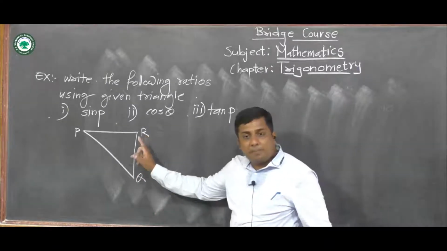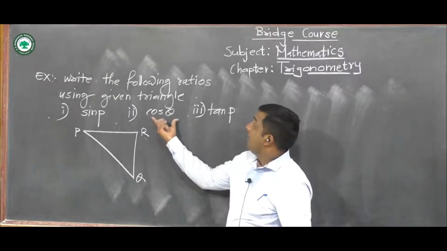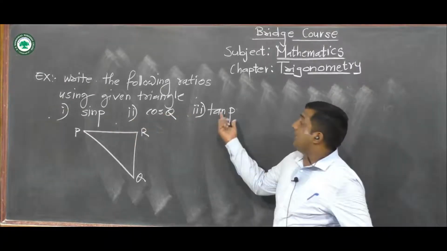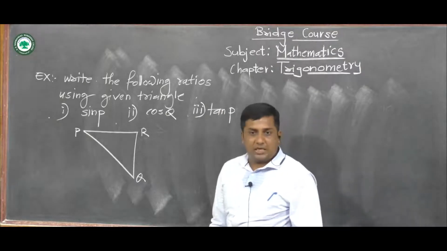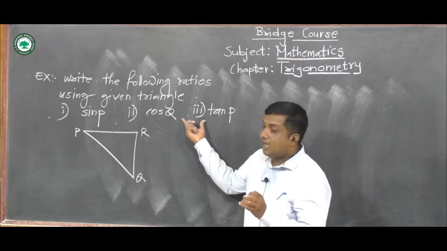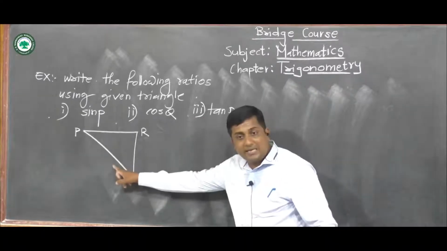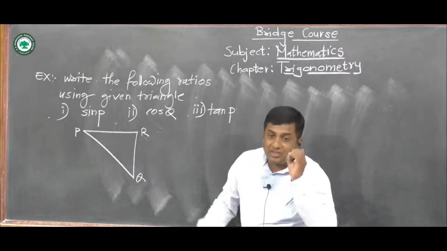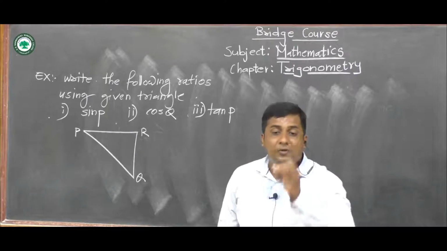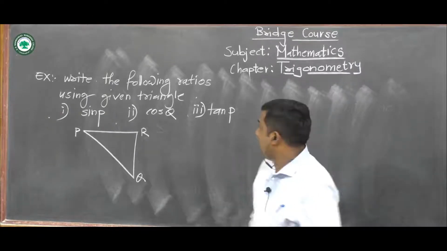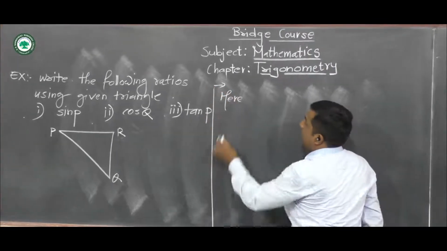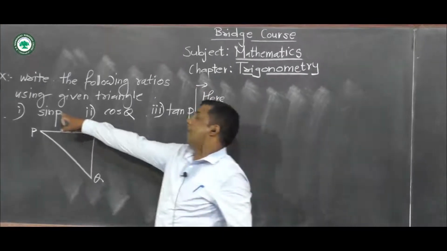Using this triangle we have to define these trigonometric parts, sin P, cos Q and tan P. To define these, we consider the hypotenuse, the adjacent sides for the given angle, and the opposite sides of the given angles. So in this solution, firstly we find sin P.